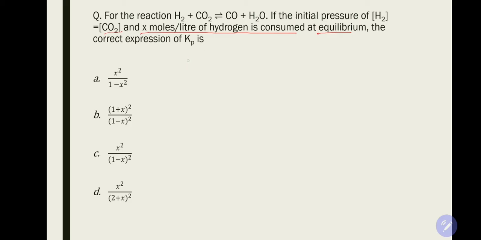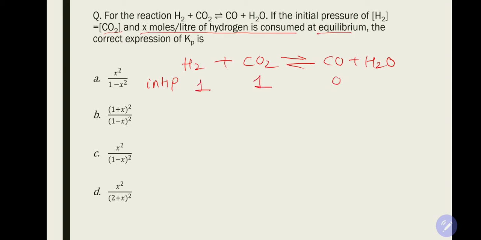Now let us see what is given. H2 plus CO2 gives CO plus H2O. Am I right? Now what is the initial pressure then? Of H2 it will be 1, here it will be 1, here it will be 0 and 0. Now at equilibrium, what will be the pressure? It will be 1 minus x. Why? Because x is consumed. So it will be 1 minus x. Again here it will be 1 minus x. It will be x and x.